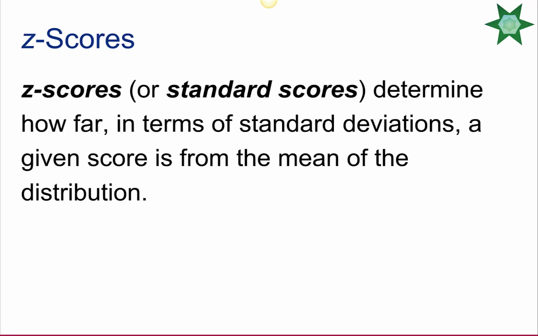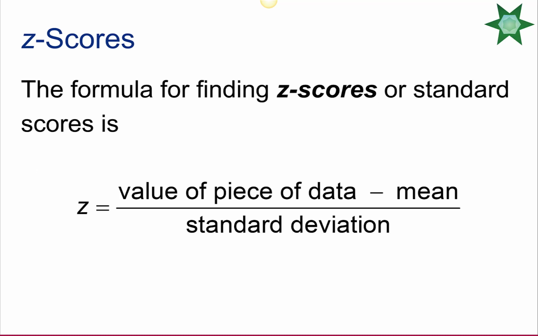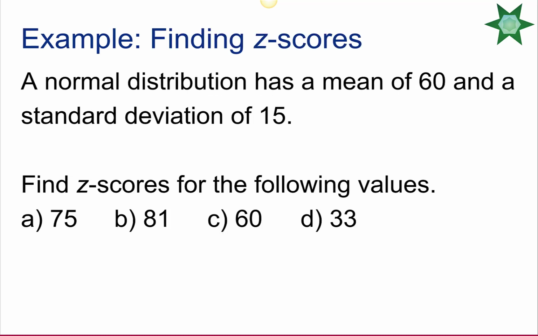Z-scores, or standard scores, determine how far, in terms of standard deviations, a given score is from the mean of the distribution. And here's the formula that we use to find the z-score. The value of the piece of data we're interested in, subtract the mean, and then divide by the standard deviation.